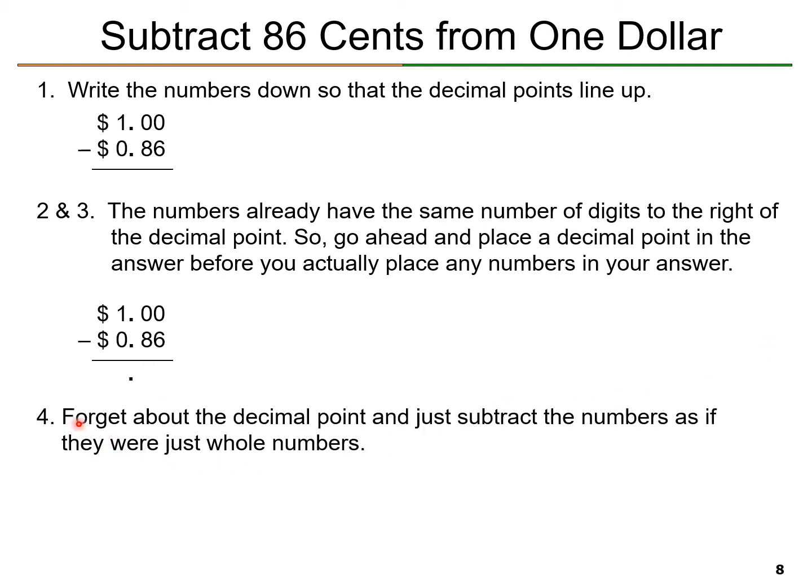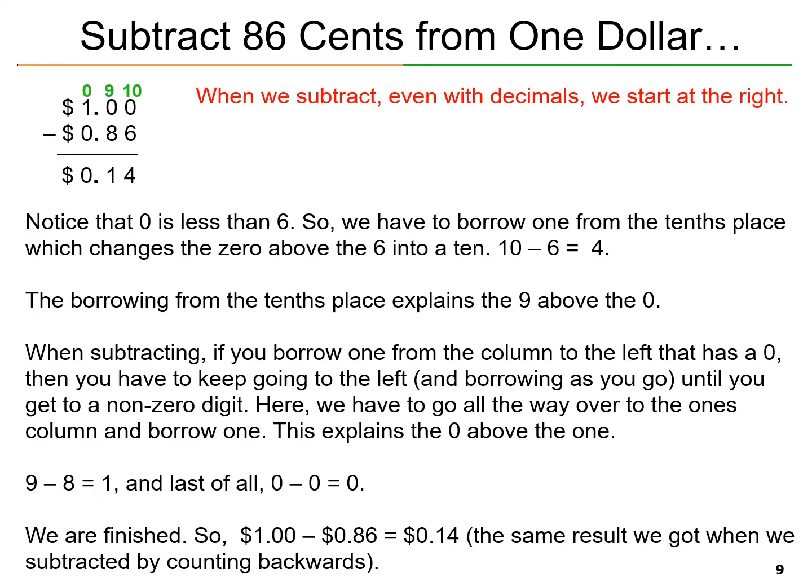Step 4, forget about the decimal point and just subtract the numbers as if the numbers were just whole numbers. Okay, when we subtract, just like when we add, even with decimals, we always start at the right. So starting at the right here in the hundredths place, we see that 6 is greater than 0. So that means we've got to borrow 1 from the tenths place.